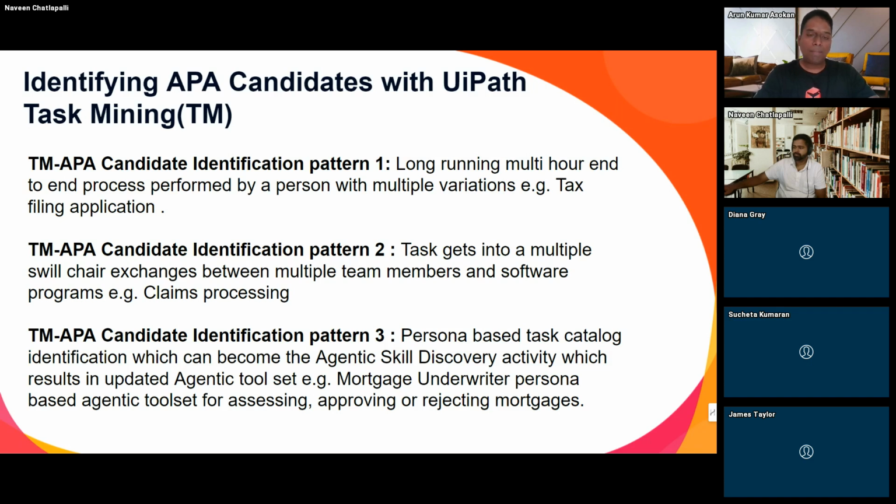So these are a few of the patterns, and there can be multiple patterns which can open up, and which we can identify using our UiPath task mining capabilities. Yeah, can you go to the next slide, please?